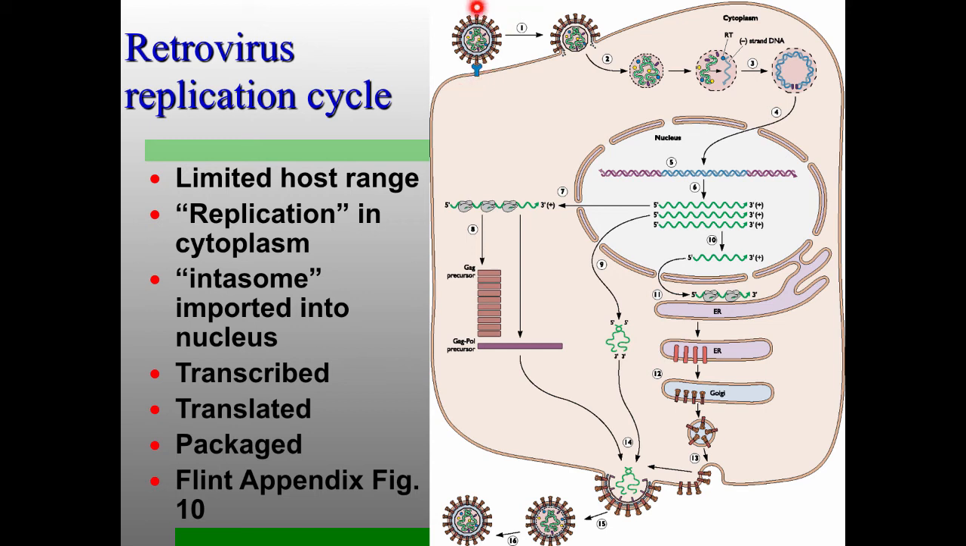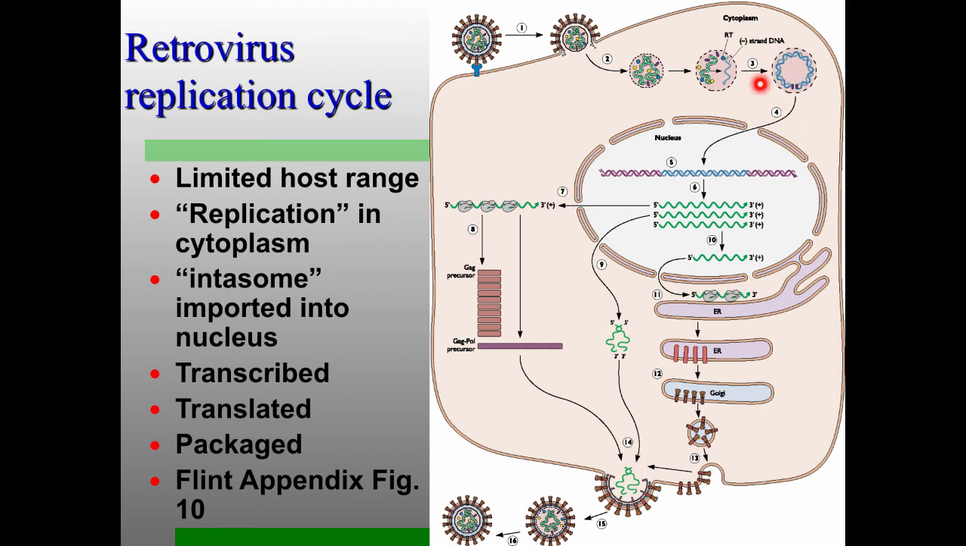Binding to receptors on the outside of the cell. The nucleocapsid is released into the cytoplasm. Here, the reverse transcriptase has its activity. So the reverse transcriptase in the cytoplasm will replicate the genome and take that RNA and convert it into double-stranded DNA that we'll look at in more detail on the next slide.